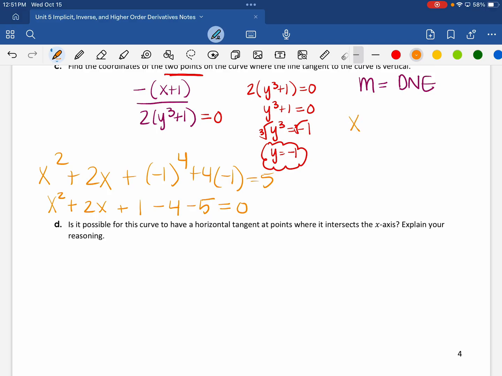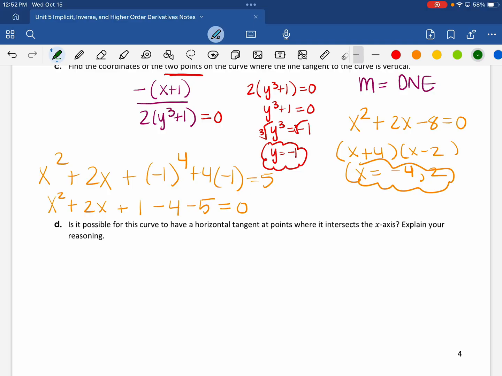All right, so if I combine all my constants, I get x squared plus 2x minus what? 8. Minus 8. So what two numbers multiply to give me negative 8, but add to give me 2? 4 and negative 2. So that means my two x values are going to be negative 4 and 2. And so my coordinates are going to be negative 4 comma negative 1 and 2 comma negative 1.